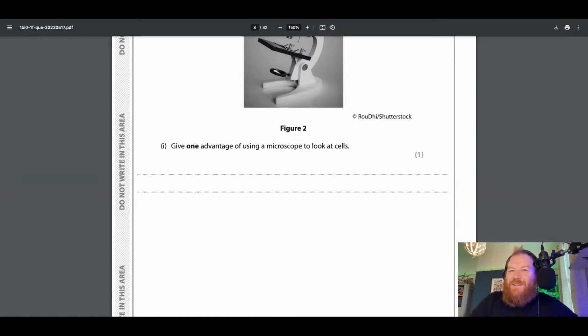I feel like you're just hitting that button continuously. And we can see things in more detail. So we look through a microscope so we can see things in more detail. We can see some of the organelles. We can just look at the whole thing much clearer.